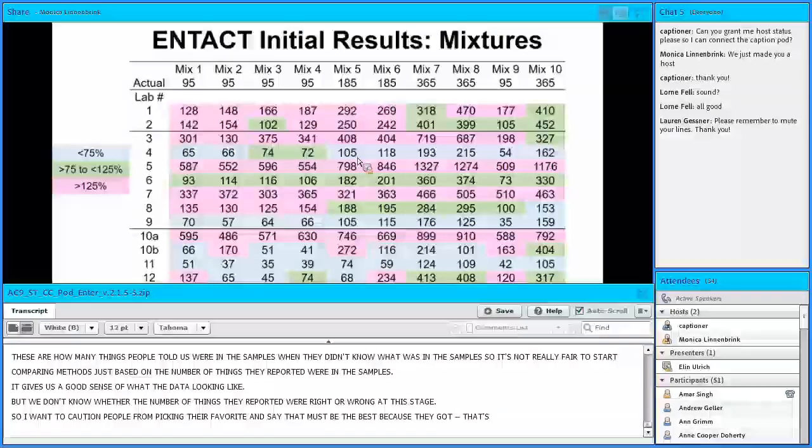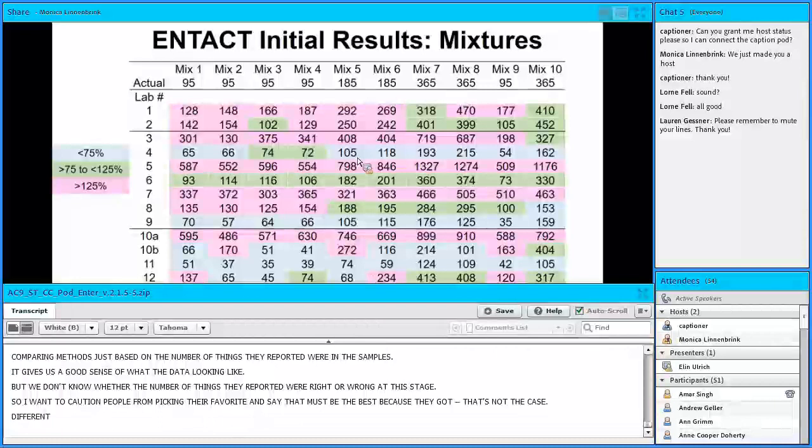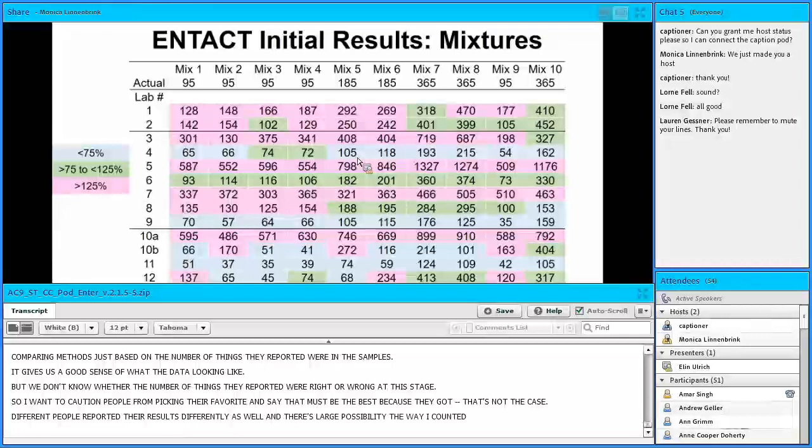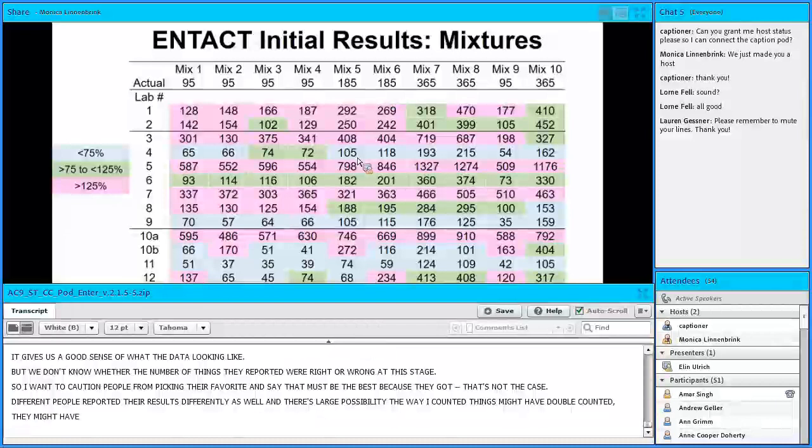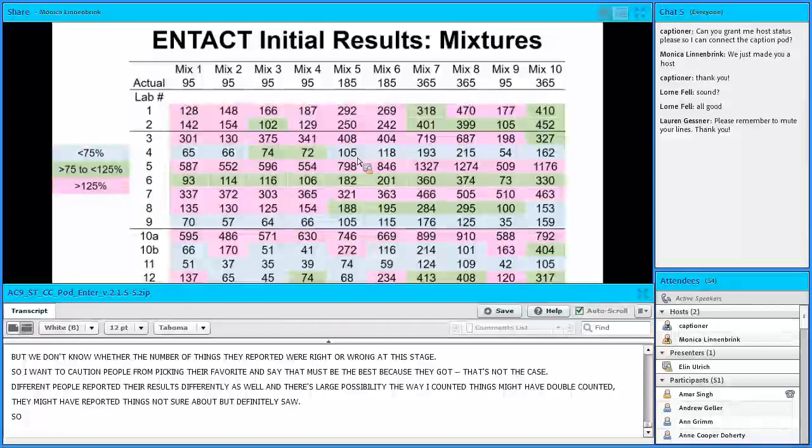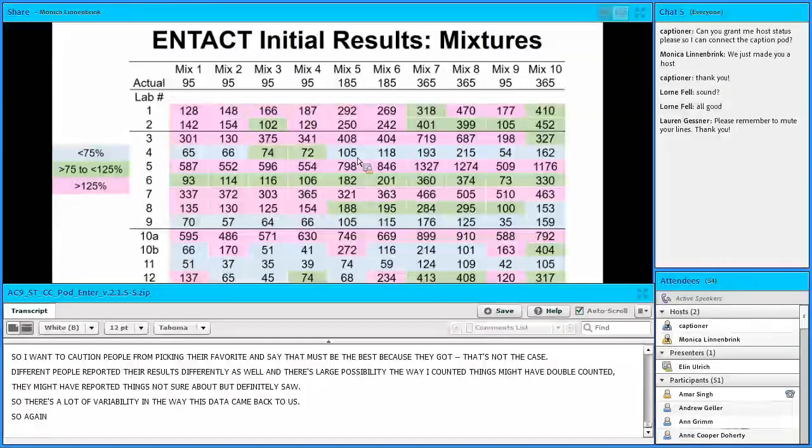Different people reported their results differently as well, and there's a large possibility that the way I counted things might have double counted. They might have reported things that they just weren't quite as sure about, but they definitely saw. So there's a lot of variability in the way this data came back to us. So again, I want to caution people that these are blinded results. It has nothing to do with whether they were right or wrong. This is just how many things they saw in the samples.